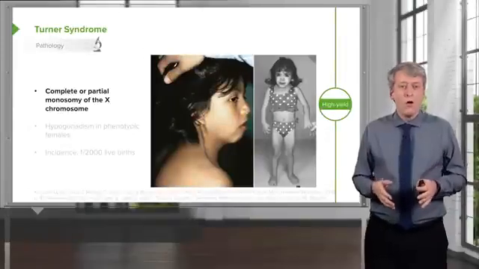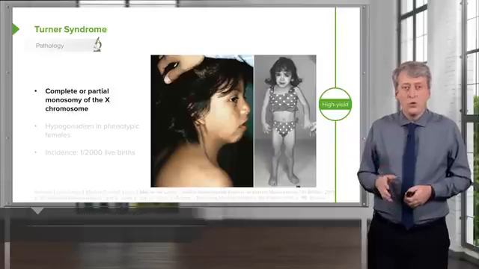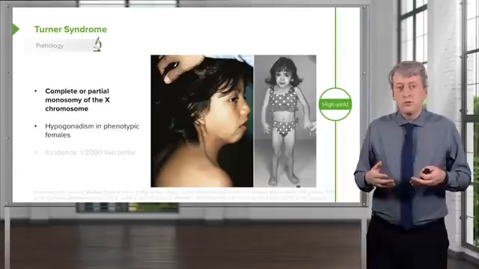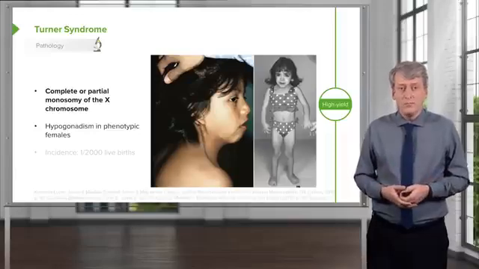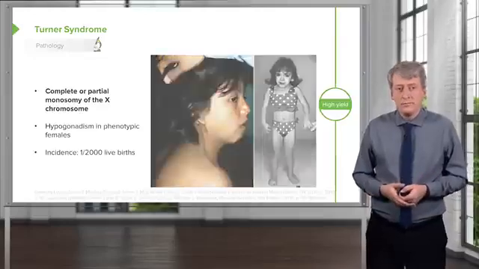So let's focus now on Turner syndrome. Turner syndrome is a partial or complete monosomy of the X chromosome. This results in hypogonadism in the phenotypic female. The incidence is about 1 in 2,000 live births.